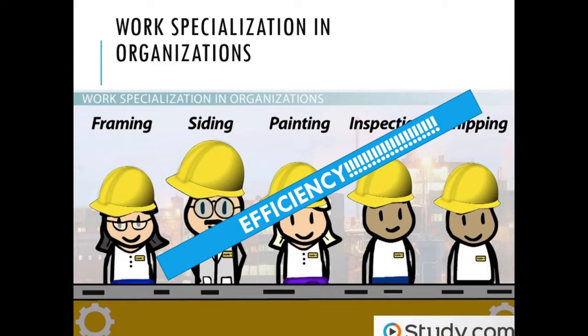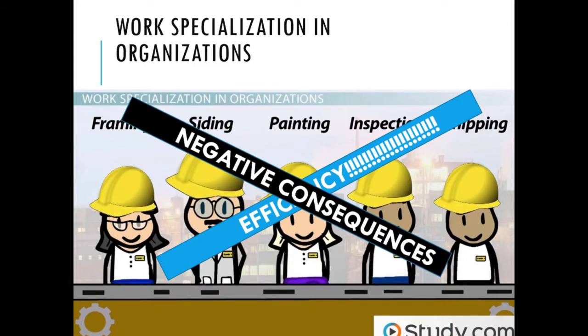versus all tasks. Specialization also means that employees do not waste time moving from one job to another, and training is easier. Specialization also occurs when the activities that must be performed within an organization are too numerous for one person to handle. However, there are also negative consequences.